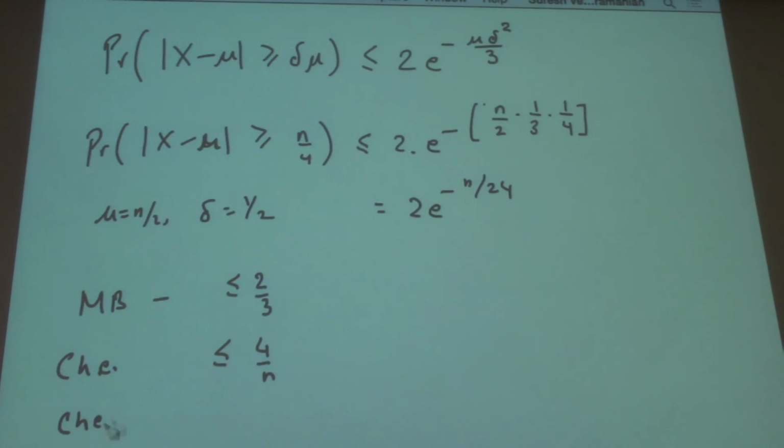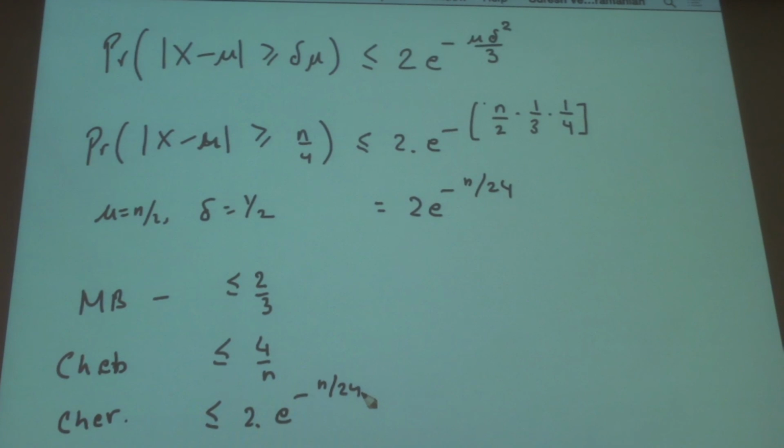And the Chernoff bound gives us 2 times e to the minus. So you've gone from a constant to something that depends on n to something that depends exponentially on n. Okay? And that's the power of these ones.